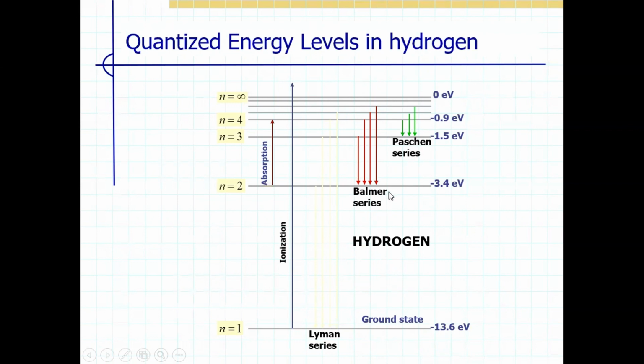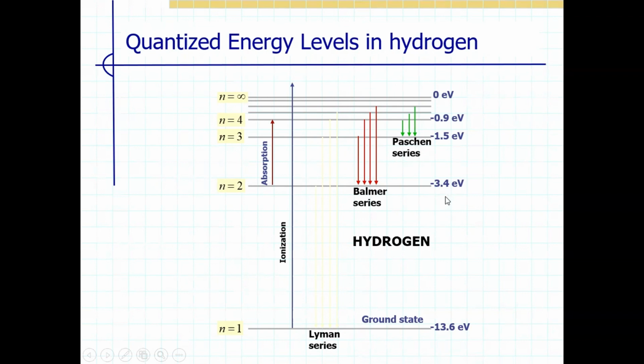And if it is going to fall to the first excited state, which is for n equal to 2, then it is going to produce the Balmer series. All the electrons that fall to this level from any state are going to produce the Balmer series. Similarly, any electron which falls from a higher energy level to the n equal to 3 state, or the second excited state, will produce the Paschen series.